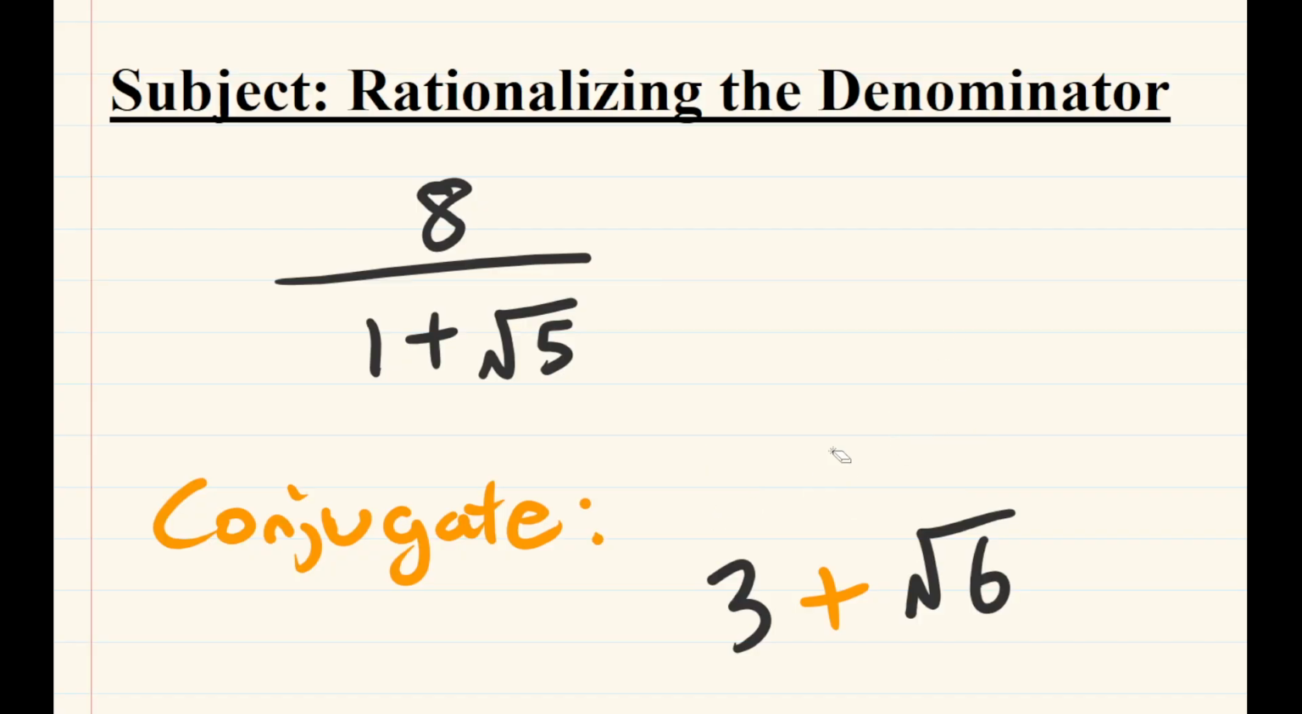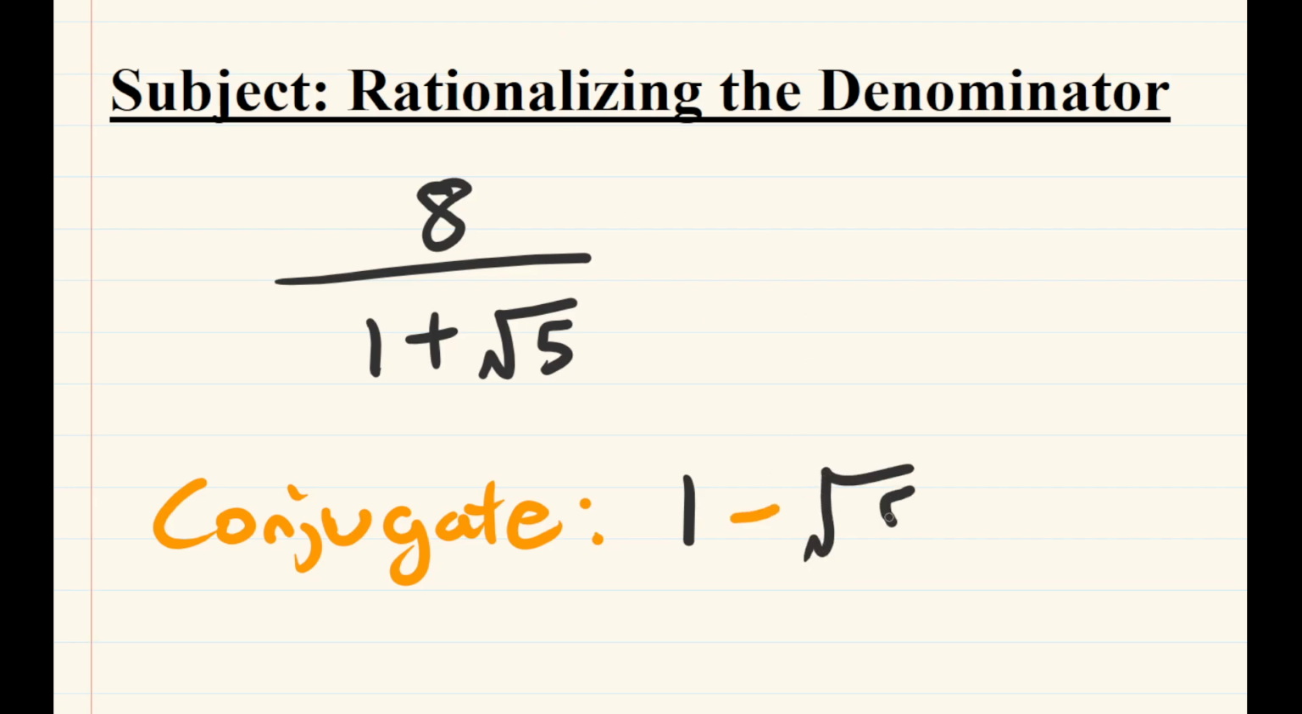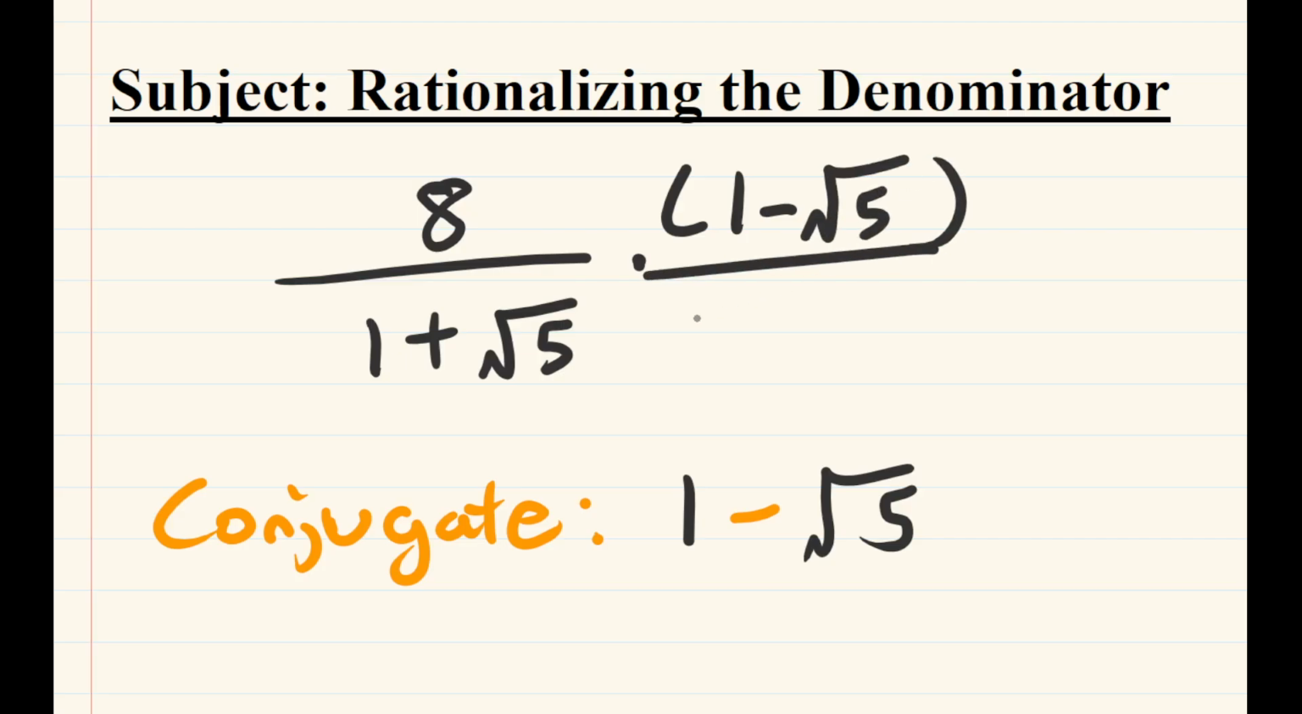And the reason why conjugates are so useful is because the conjugate, as we said, of 1 plus radical 5 is 1 minus radical 5. And we are going to multiply the top and bottom by the conjugate, 1 minus radical 5 over 1 minus radical 5.